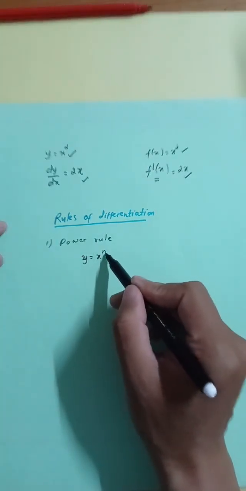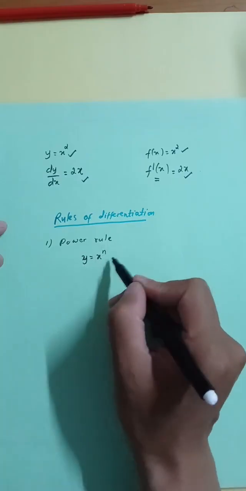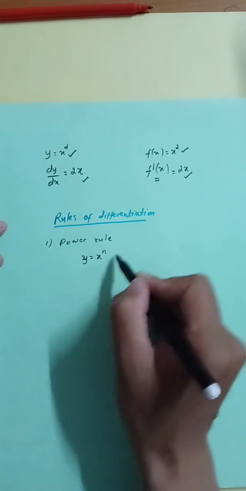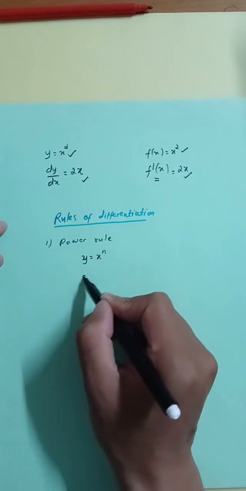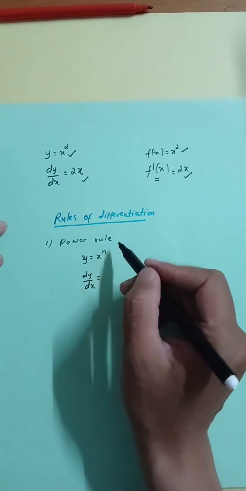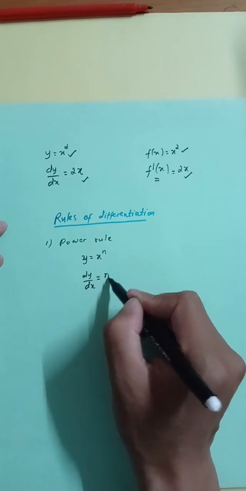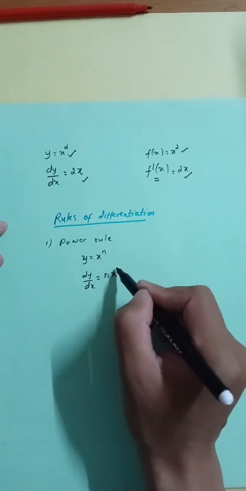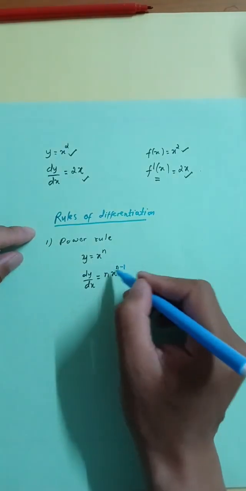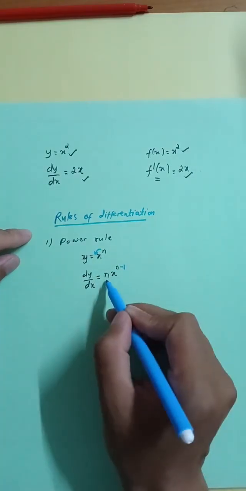The exponent here is n. If this is my function, my derivative dy over dx is equal to the exponent coming in the front, x raised to the exponent reduced by 1. So the exponent will come in the front, x raised to n, reduce n by 1.